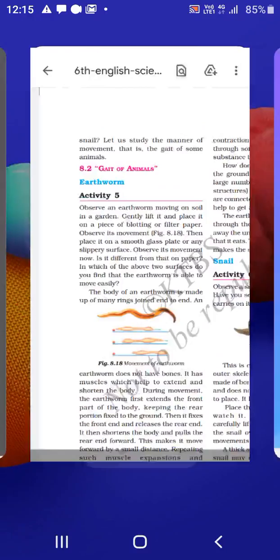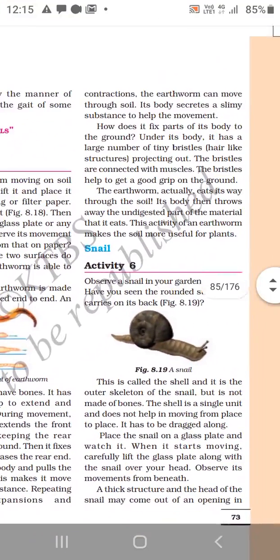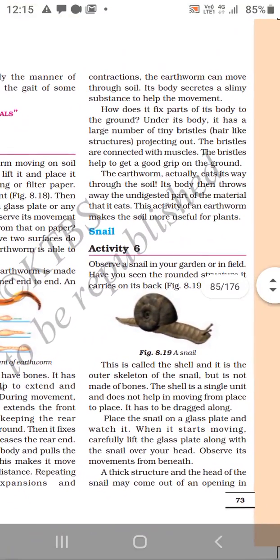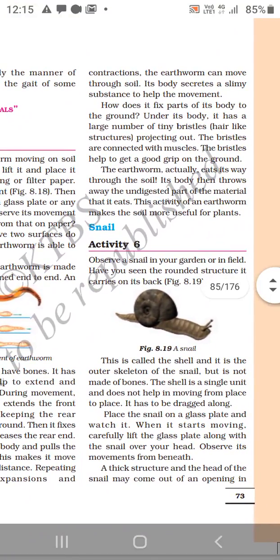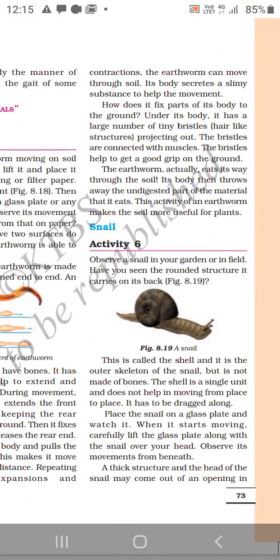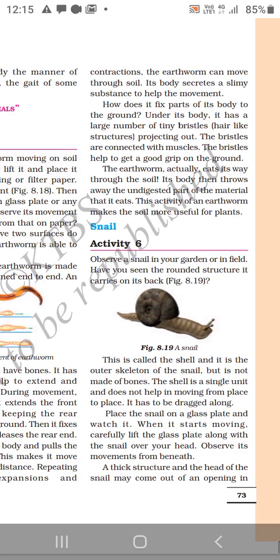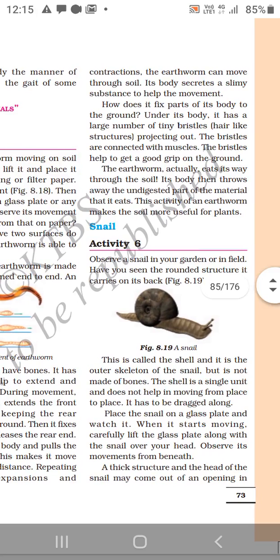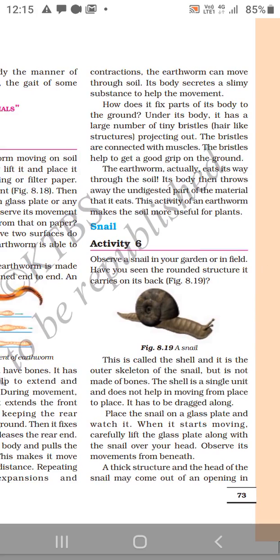So an earthworm moves by contraction and relaxation of its body. It also secretes a slimy substance to help the movement. How does it fix parts of the body to the ground? Under its body it has a large number of tiny bristles, brush-like, hair-like structures projecting out. The bristles are connected with muscles. The bristles help it to get a good grip on the ground.